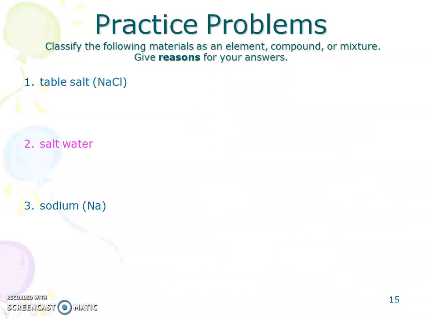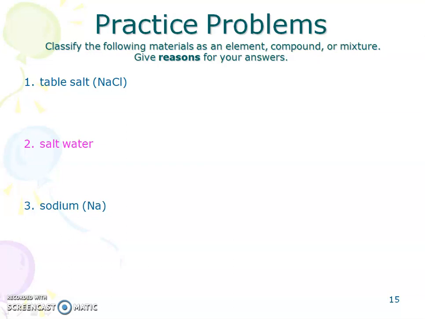But now let's do some practice problems. Can you distinguish between these three things: which one's an element, if there is one, which one's a compound, if there is one, and which one's a mixture, if there is one? And of course, also think about the reasoning. Give a reason why it would be classified as that. So pause the video and see if you can come up with some answers.